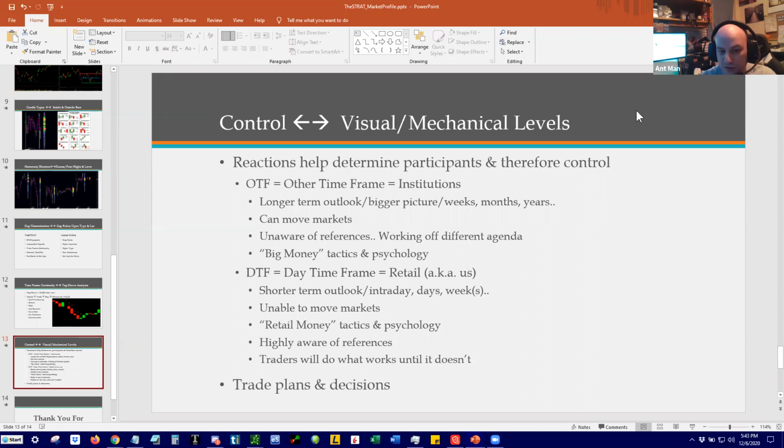And the next point also is that the day time frame are highly aware of references. They're going to know where the prior day's high and low are. They're going to know where the point of control is. They're going to know where key levels are, because that's what they trade off of.